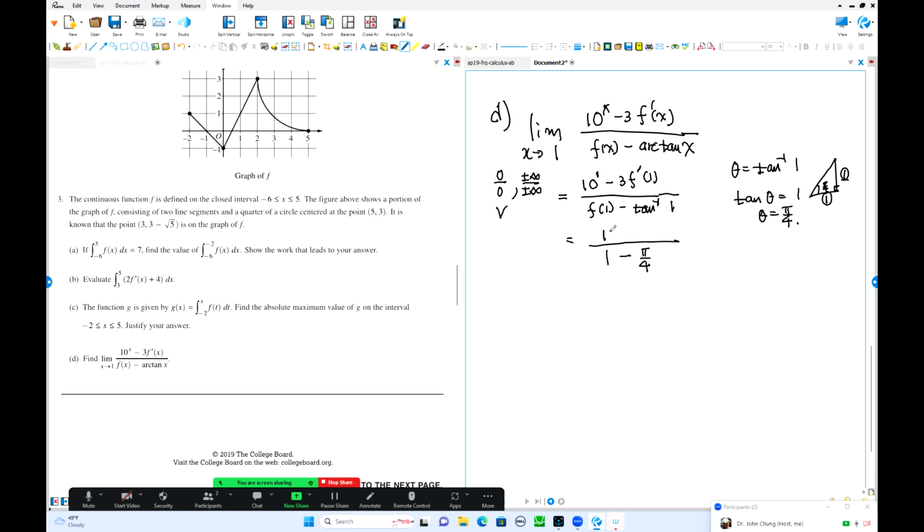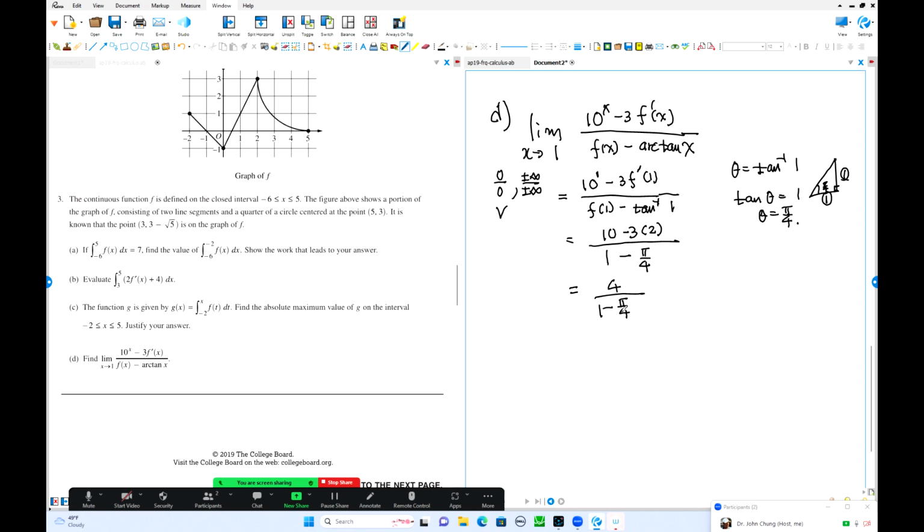But the numerator has 10 there. So 3 times, what is f prime 1? F prime 1 is the slope when x equals 1. What's the slope of this line? 2 over 1, 2. Any point on this line, the slope is always 2, right? Constant, that is 2 there. Are you okay with this? All right. 10 minus 3 times 2 is 6, so 4 over 1 minus pi over 4.